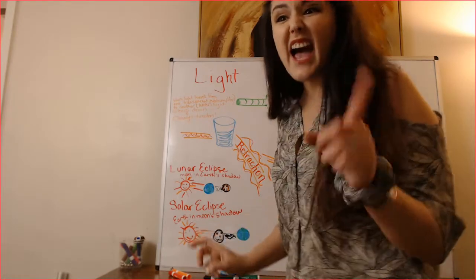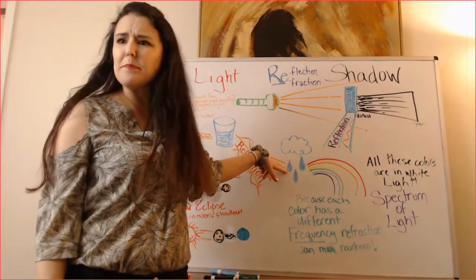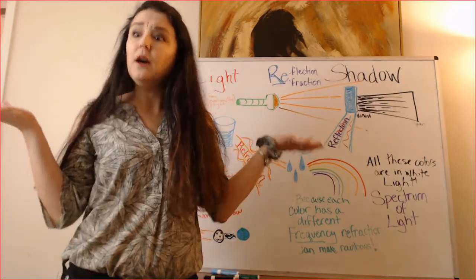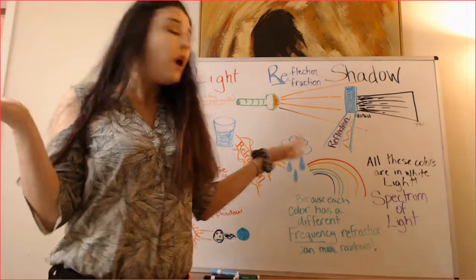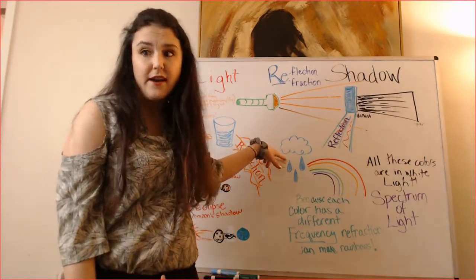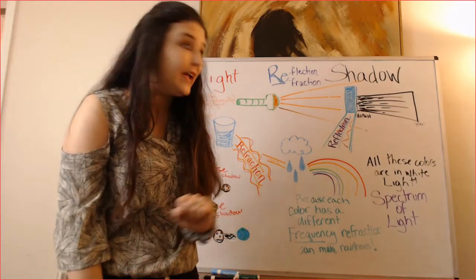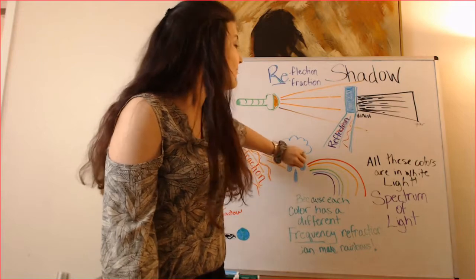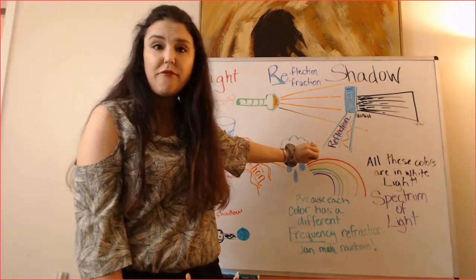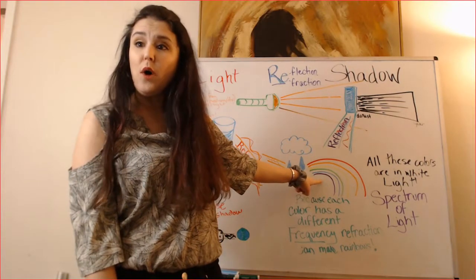Now, the exact same thing happens when it travels through raindrops, because rain is made of what? Water. Huh? Look at that. But something very special can happen when it travels through raindrops or water particles in the air. A very special kind of refraction happens called a rainbow.